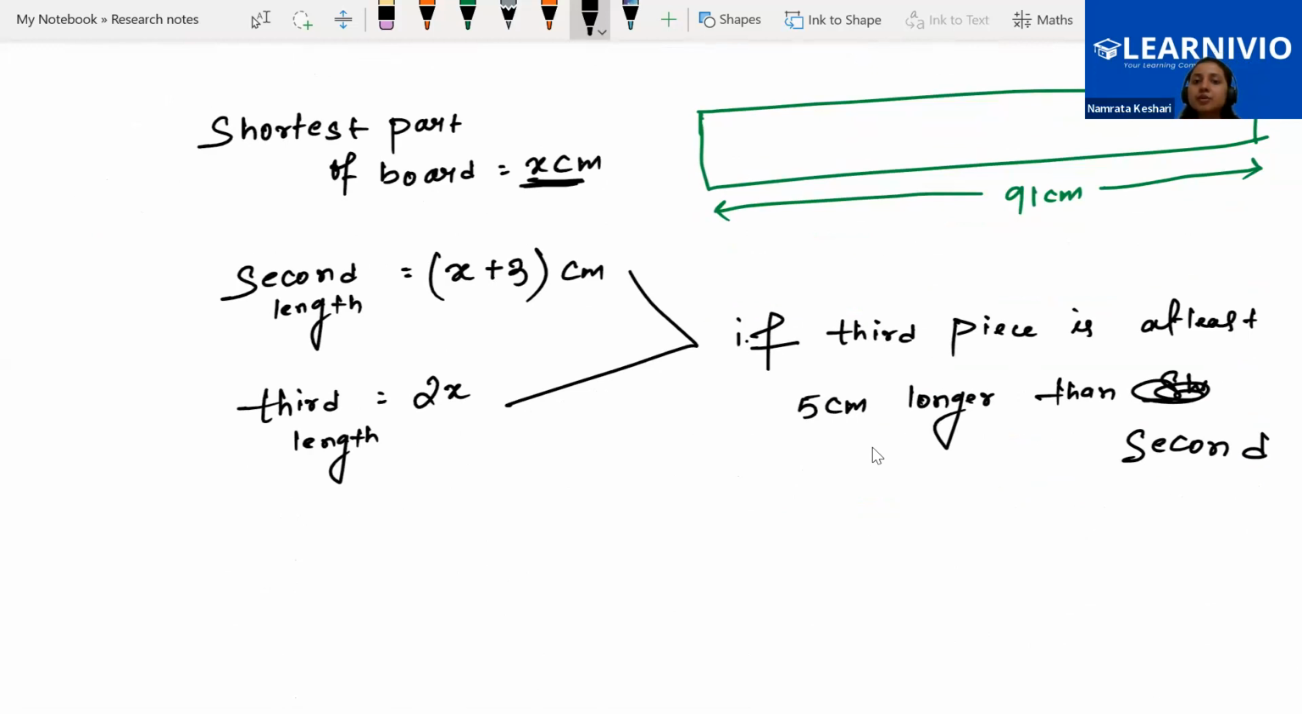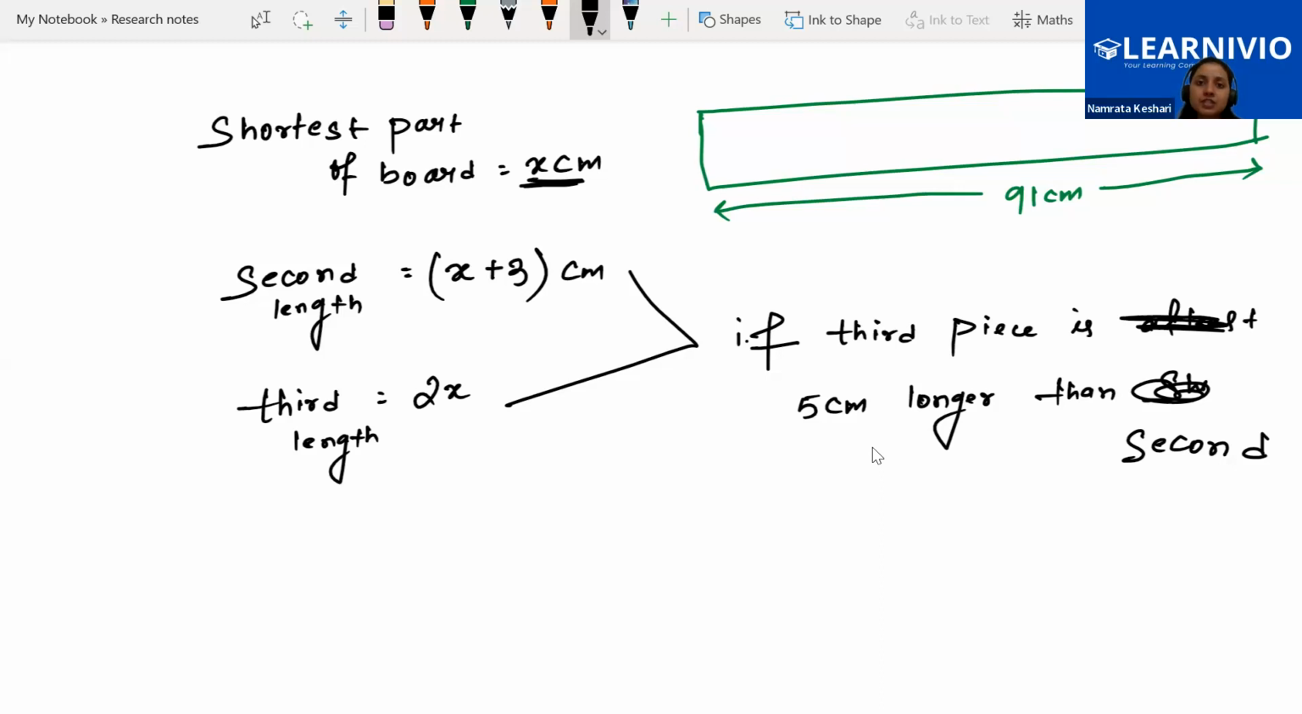What can be written from the given statement? Yes, Ali, Alina and Sazid, can you please tell me what can be written? If the third piece is at least 5 centimeter longer than the second. Forget about the at least. The third piece is 5 centimeter longer than the second.